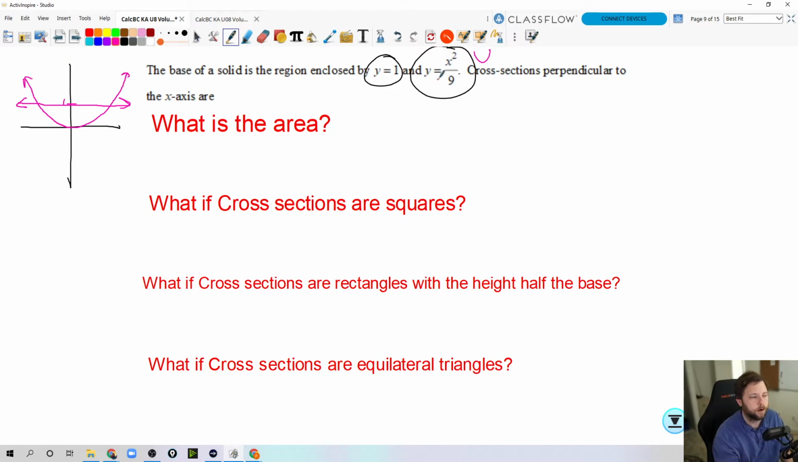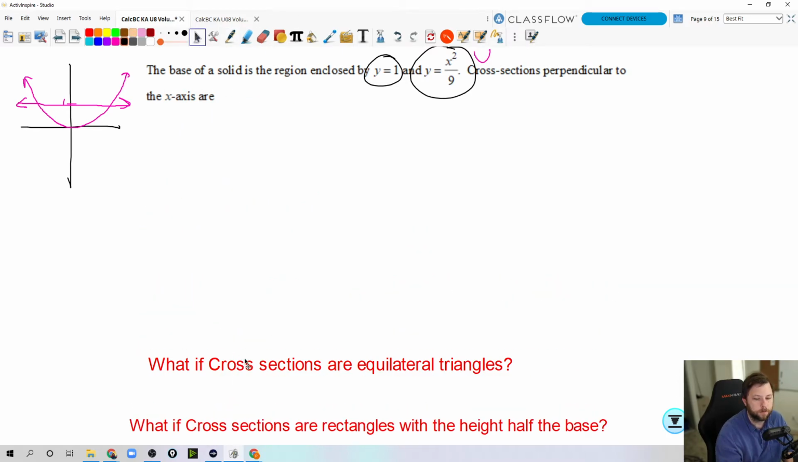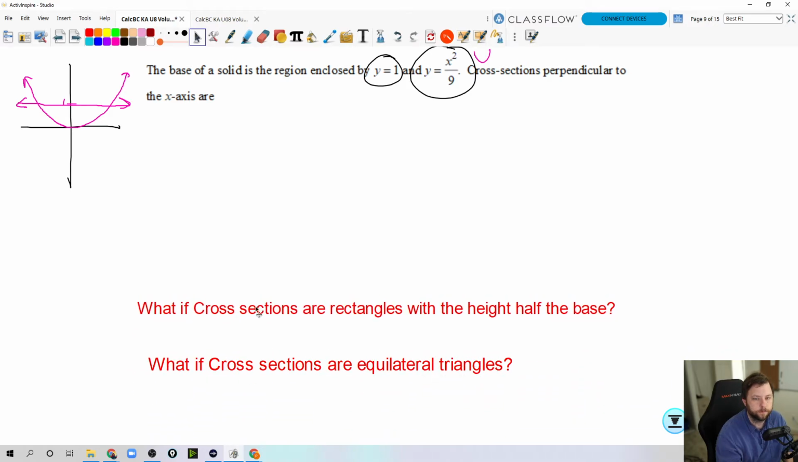Since it's divided by 9, it's going to make it wider. Okay, so that's what it looks like. But where are those endpoints? Why do I have these? Let's just pretend they are. We'll follow these rules.